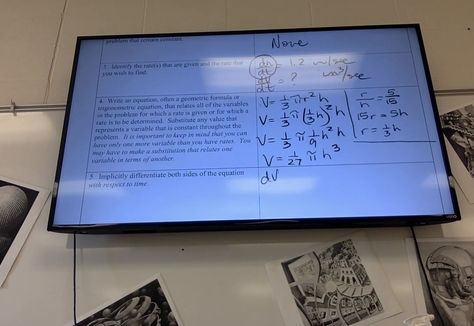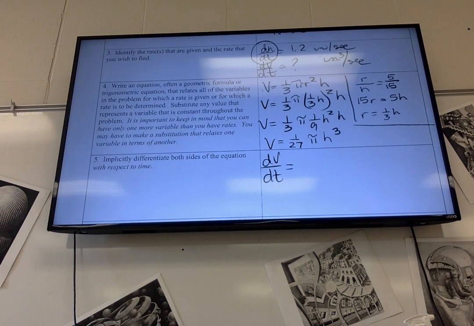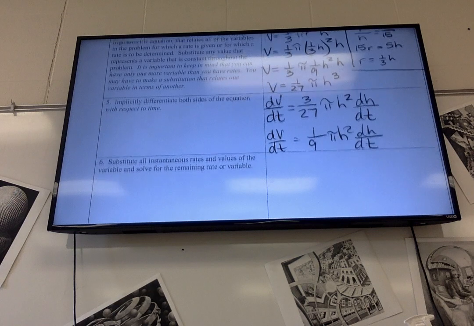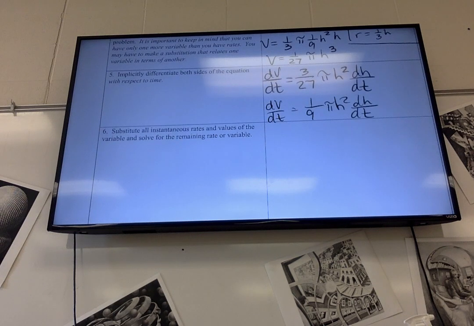Okay, so dV dt, we're implicitly differentiating, equals 3/27, or 1/9, very good, pi h squared dh dt. Now the last one, substitute everything you know.